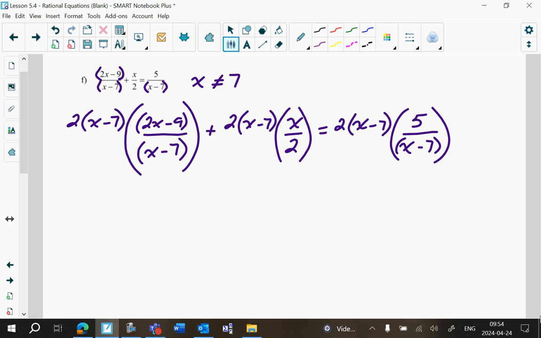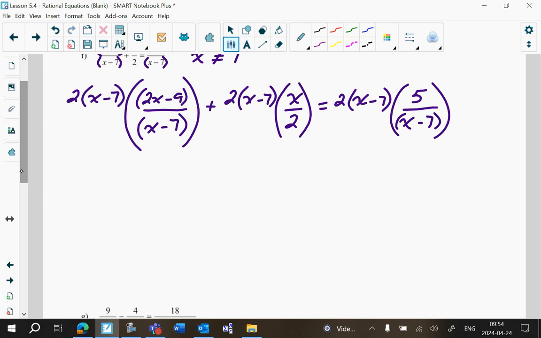The denominators will always cancel out if you choose the LCD correctly. So what can we cancel out here? So I'm left with, and I'm not going to multiply this yet, I'm left with 2 times 2x minus 9. What cancels out here? The 2. So I'm left with x minus 7 times x.